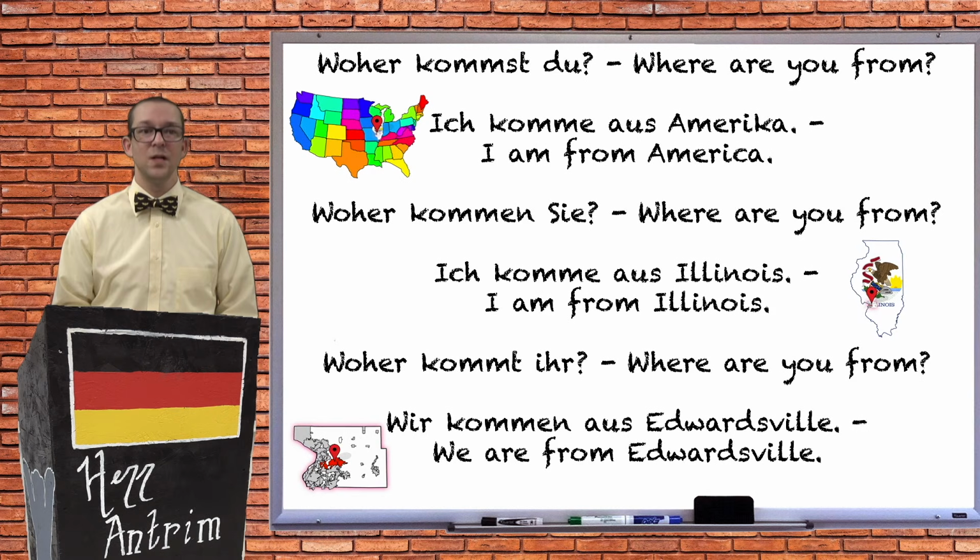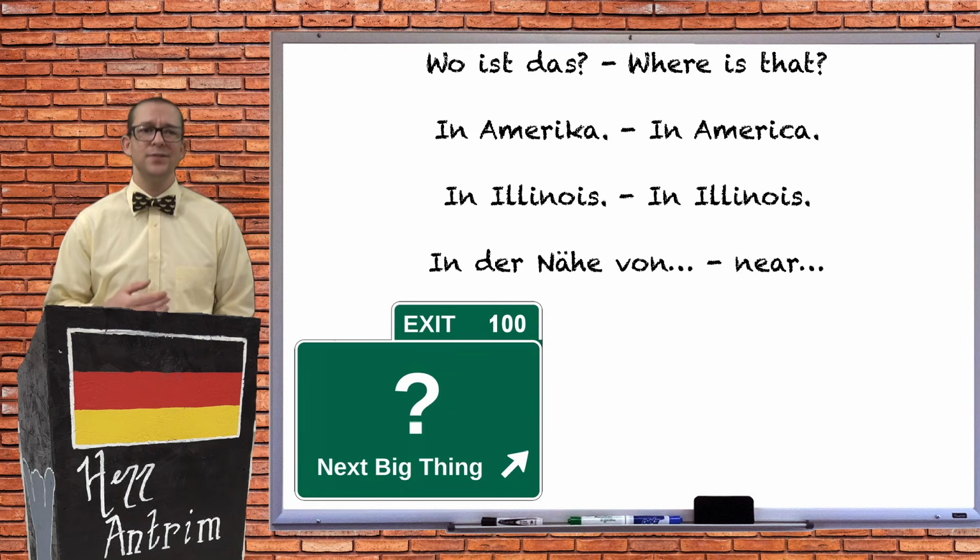For example, woher kommst du? Ich komme aus Amerika. Woher kommen Sie? Ich komme aus Illinois. Woher kommt ihr? Wir kommen aus Edwardsville. Now you just have to find the German translation of your country's name. You could just say the name of the city, but be prepared for the follow-up question, wo ist das? Where is that?